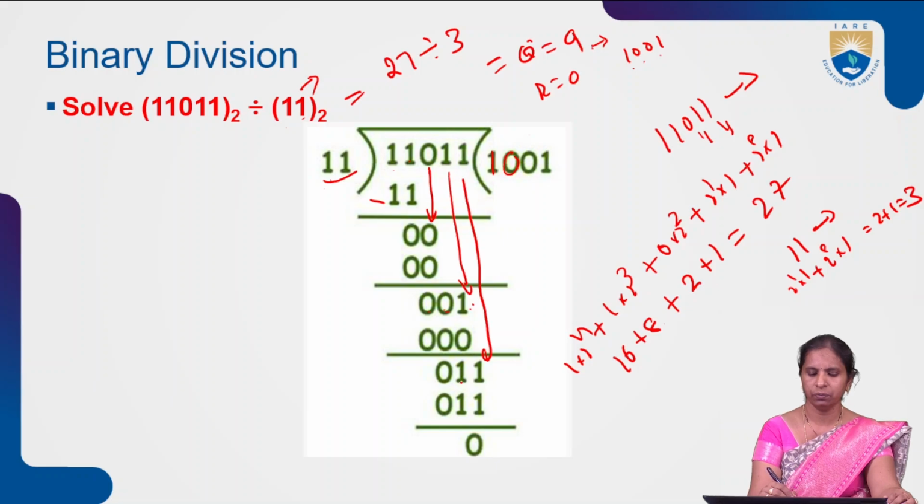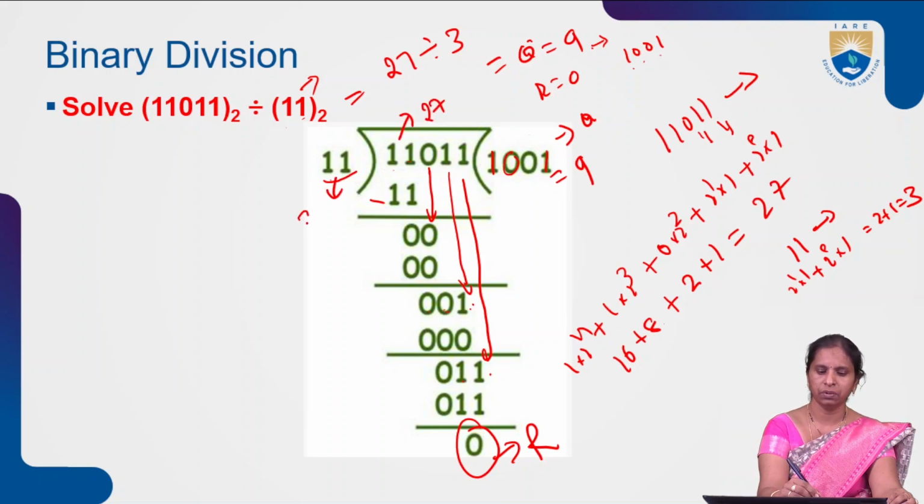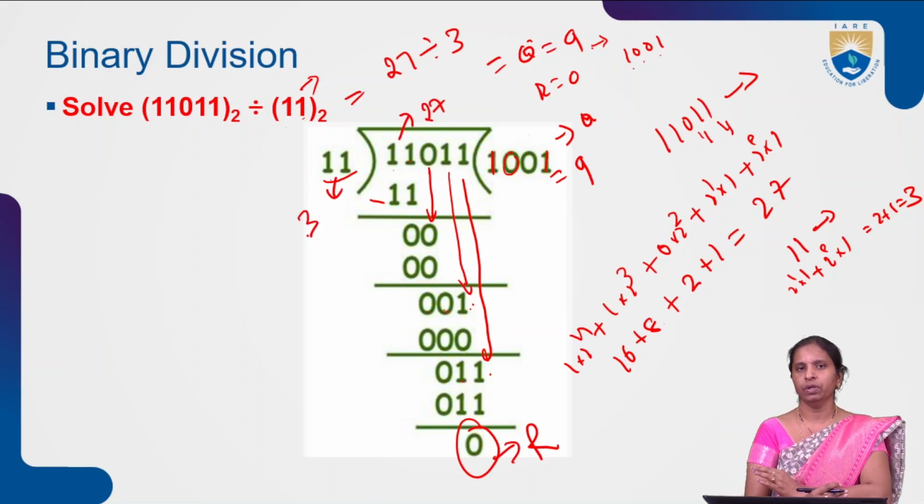Then what you get here is 1, 1. So 1, 1, how many times are you going to get? 1 time. Therefore, 1 ones are 1 here. Therefore, the result is 0. So the remainder is 0 and the quotient is 1001, which is nothing but 9. And this is nothing but 27, and this is nothing but 3. Like that, how you perform the operations for the decimal number system, in the same way you can perform the operations on binary numbers also.